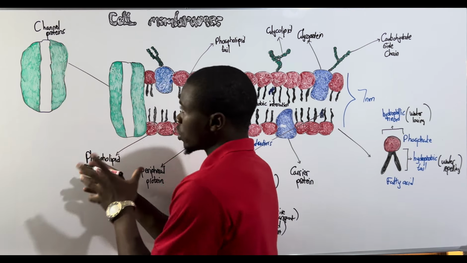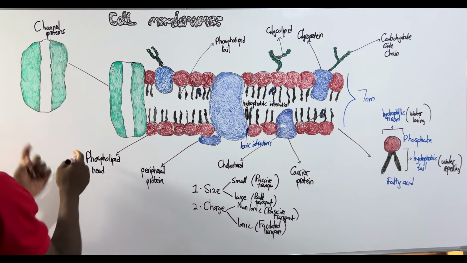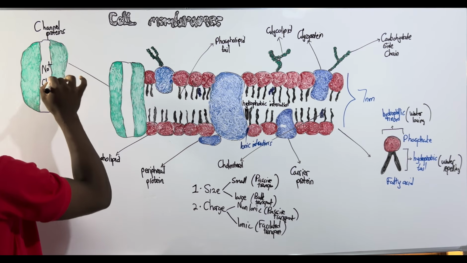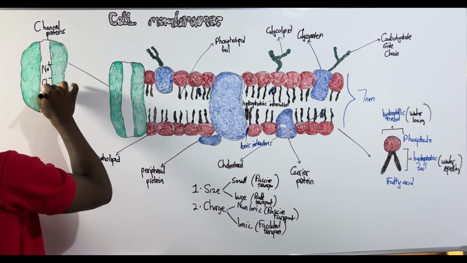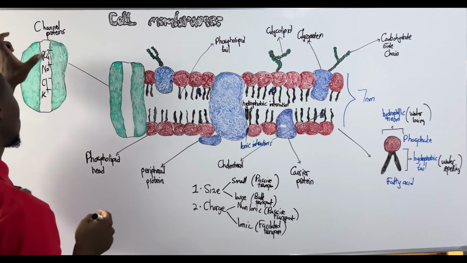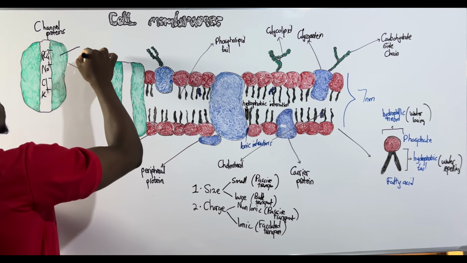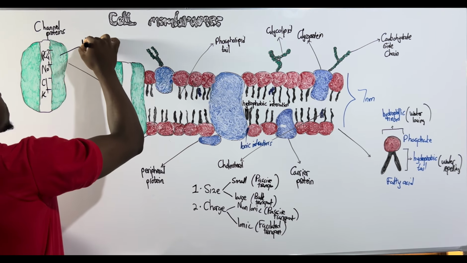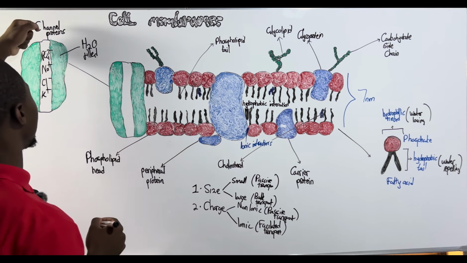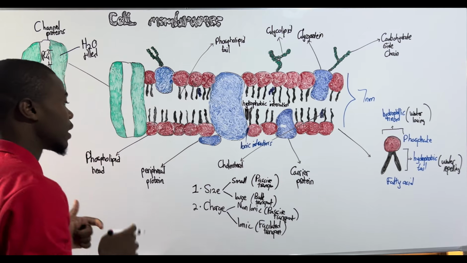In this structure of the channel protein, which I've zoomed in here, the ions that can pass through are mainly sodium ions, chloride ions, potassium ions, and phosphate ions. What enables them to pass through is that these channel proteins are water filled, such that ions can easily be attracted to the channel as they pass through.